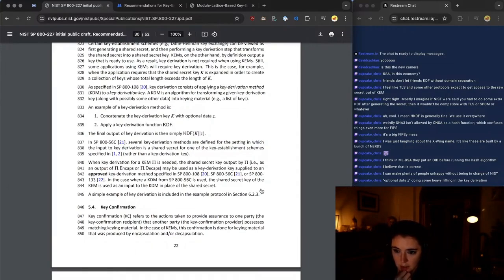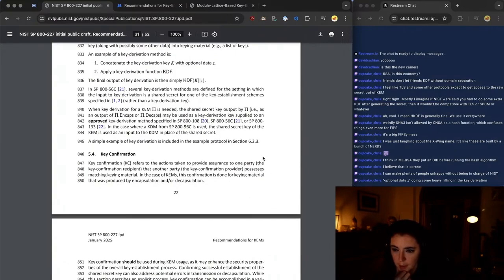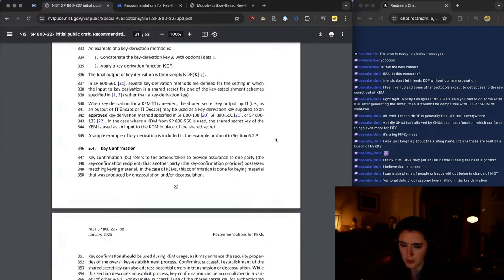In 56C, several key derivation methods are defined for the setting in which the input to a key derivation key is a shared secret for one of the key establishment schemes specified in 1 and 2 rather than the caveat. Yeah. This is where we're jumping off. When the key derivation for a KEM pi is needed, the shared secret output by pi, as in an output of Encaps or Decaps, may be used as a key derivation key supplied to an approved key derivation method specified in SP 800-108, SP 800-56C, or SP 800-133. In the case where KDM from SP 800-56C is used, the shared secret of the KEM is used as an input to the KDM input for shared secret. Okay, fine. Yep.